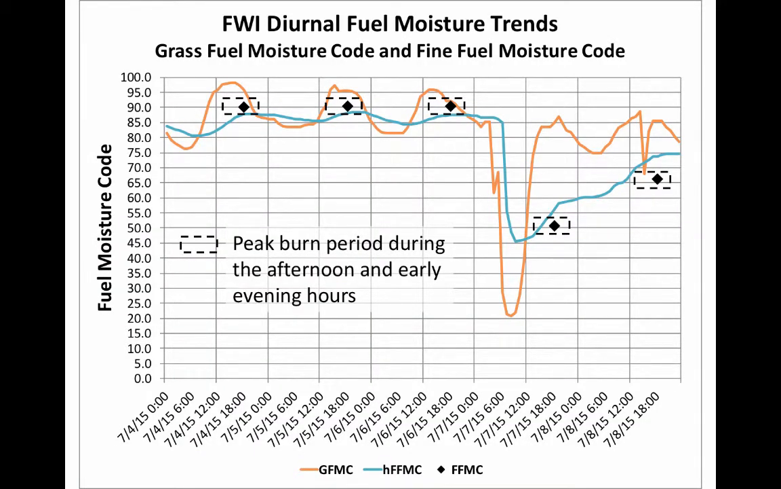This diurnal plot of hourly FFMC and hourly grass fuel moisture code, or GFMC, includes the daily FFMC as well. The hourly FFMC in blue represents a 10-hour time lag for fuel moisture. It shows the diurnal day-to-night trend, with the highest values during the afternoon of dry days and a muted overnight decline. The hourly grass fuel moisture code in orange shows a more responsive trend, increasing more rapidly during the day and declining to lower levels overnight. Note the daily FFMC, shown as a black diamond with the dashed box around it representing the peak burn period. It appears to provide a good compromise value during the peak burn period, falling between the two hourly values.